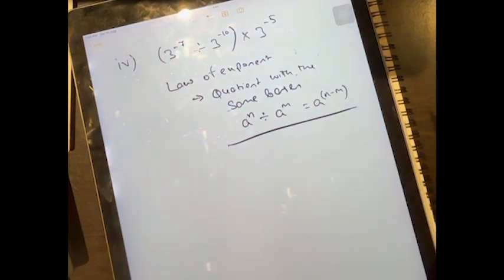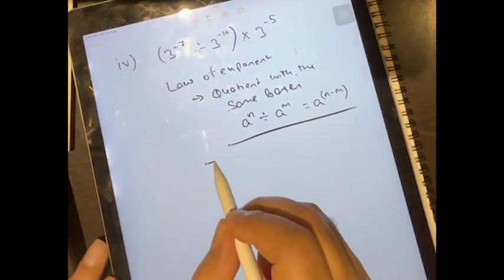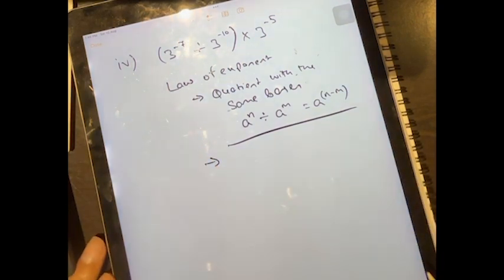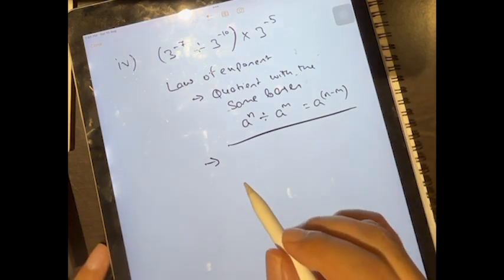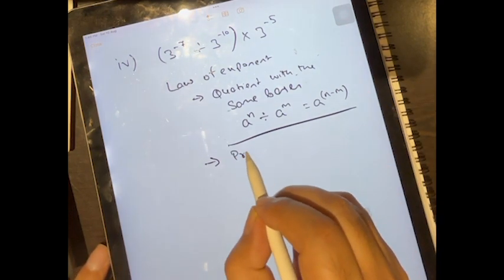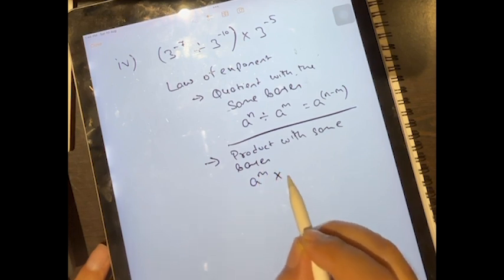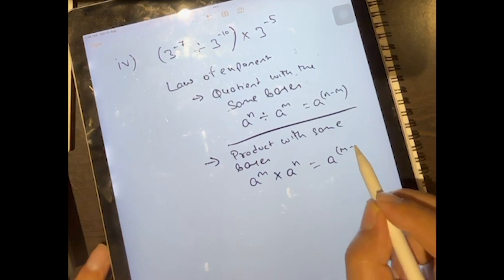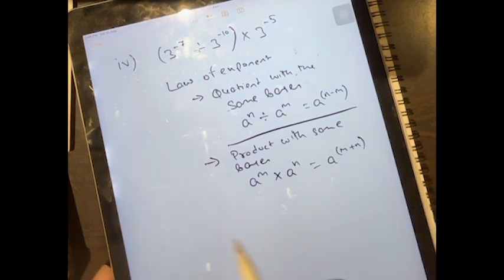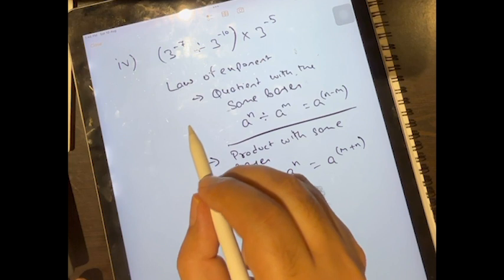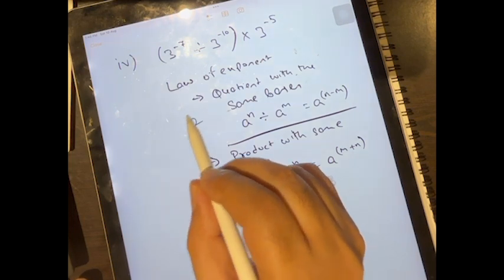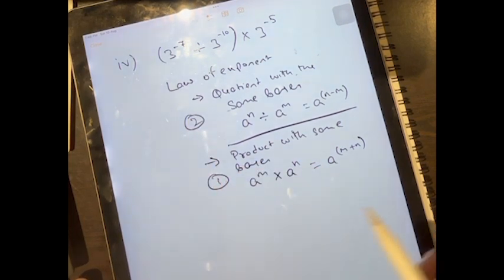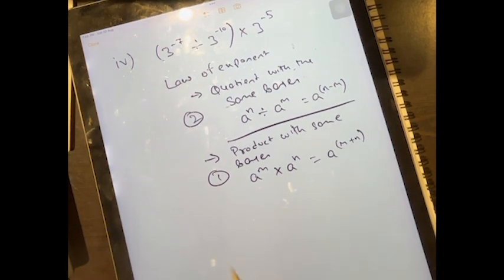So this is what we are going to apply right now, and the other quotient law we will see in some time. That will be product with same basis: a raised to the power of m multiplied by a raised to the power of n becomes a raised to the power of m plus n. So let's see how we will apply these two laws. The quotient law was law number 2 in my video, and the product law was law number 1 in my previous videos, if you want to go back and check.